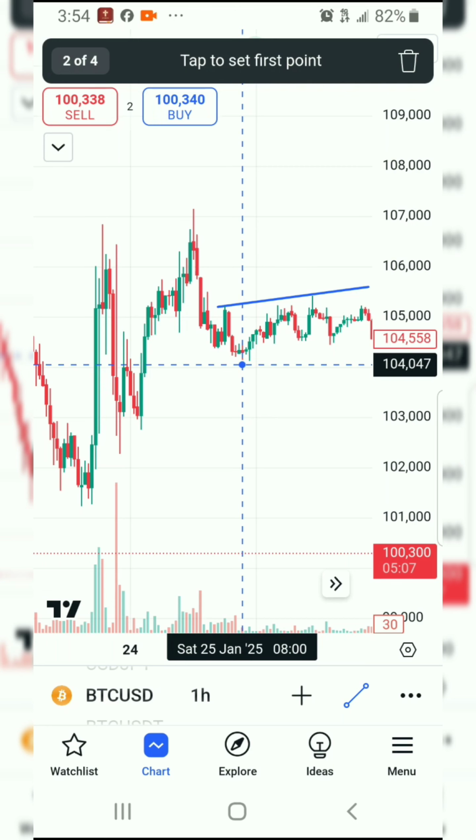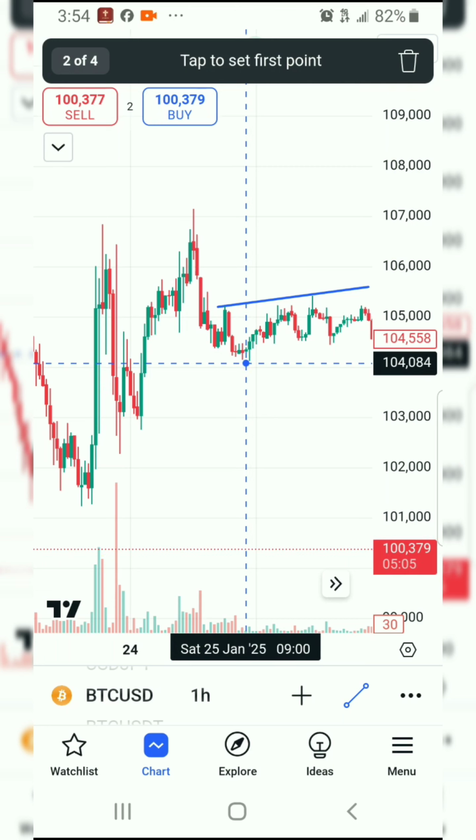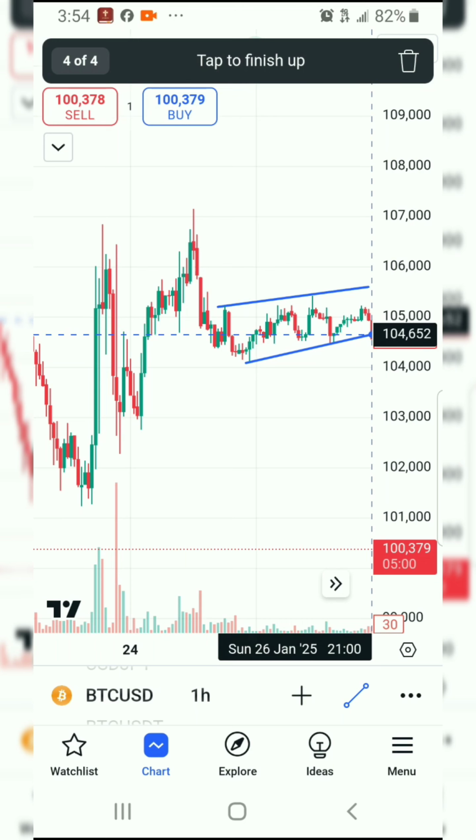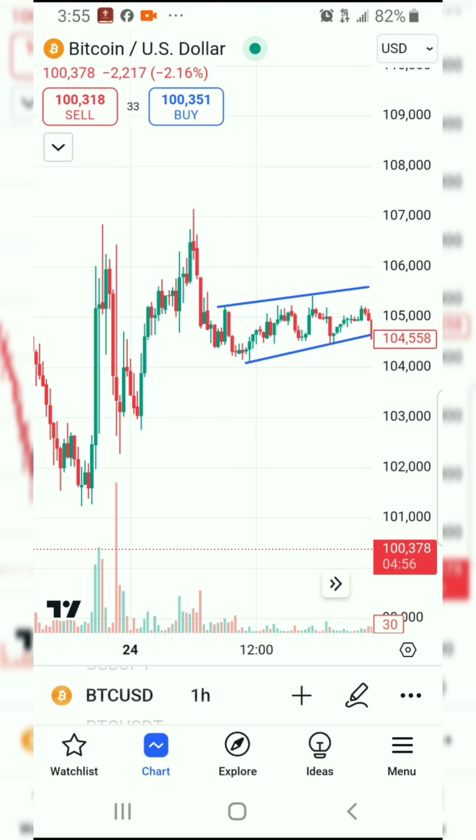So we get another 2 points. We pick this first point here, and we connect it to the second point, which is down there. So we have up and down. So wherever price is going to break out, we're going to enter. If price breaks above, we're going to enter.